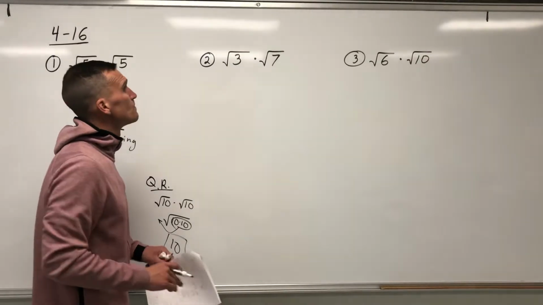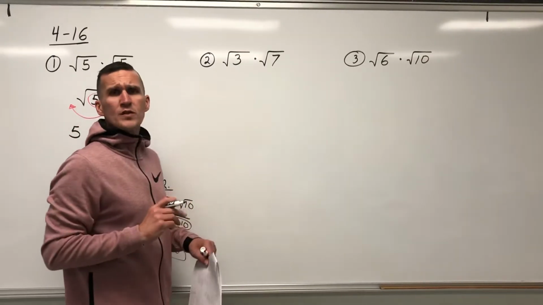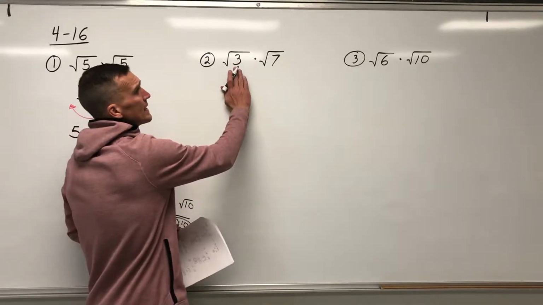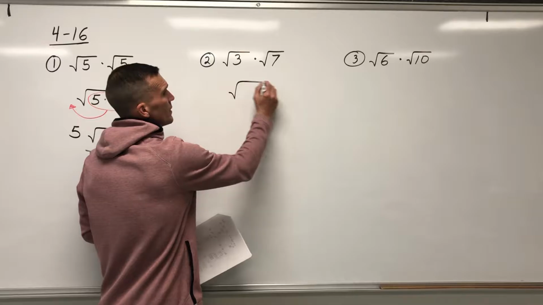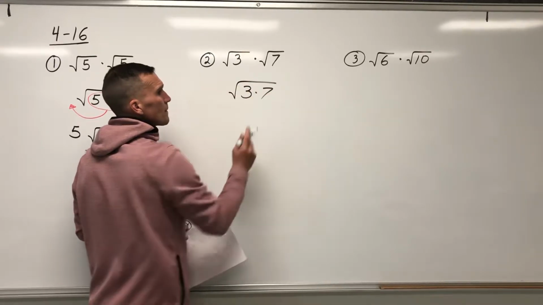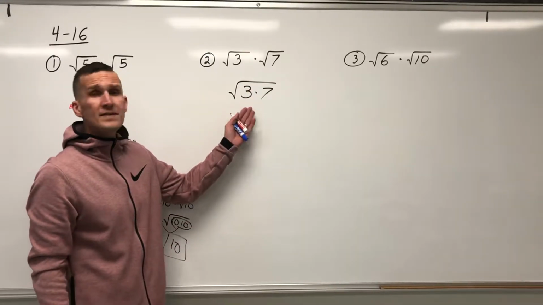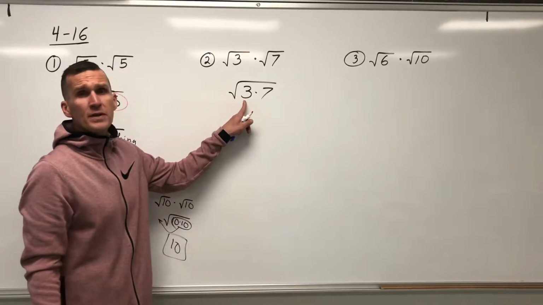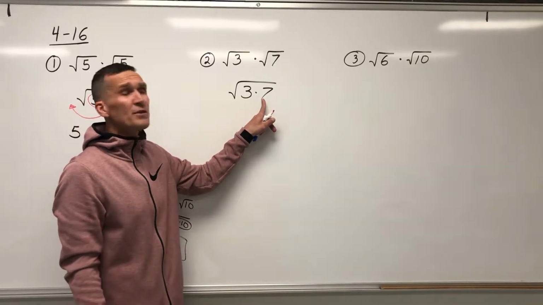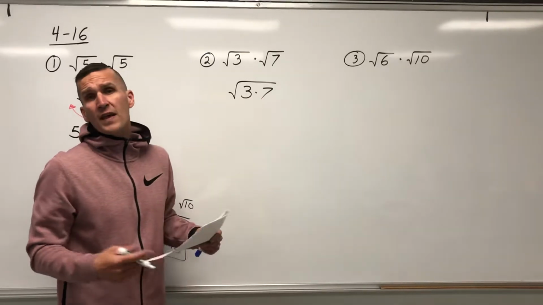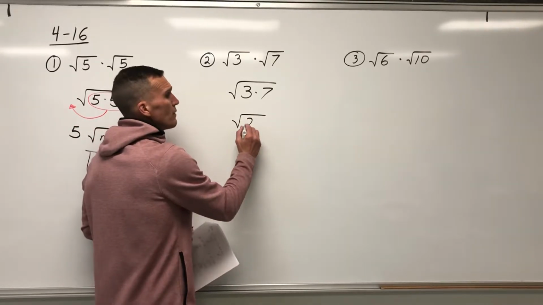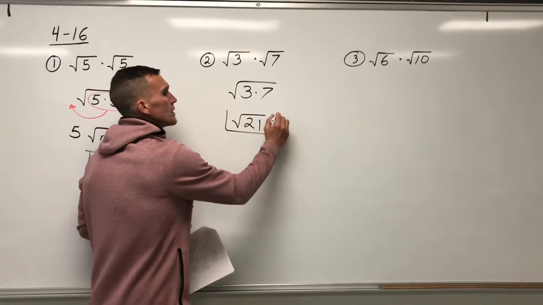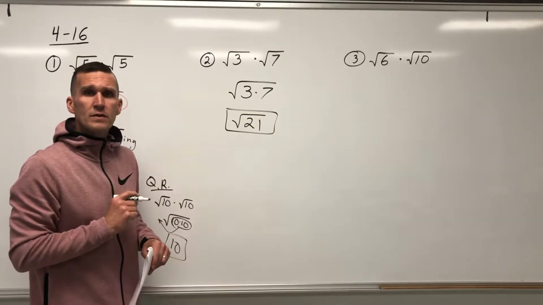Here is number 2, though. Number 2, I have a square root times a square root, same thing. An inside times an inside stays inside. So I need a square root symbol, and I'll take 3 times 7. Now I look to see if I can break these down or if I have any pairs. 3 is a prime number, so it doesn't break down. Neither is 7. So the only thing I'm left to do to reduce this is actually multiply them out for 21. Square root of 21 is your final answer.